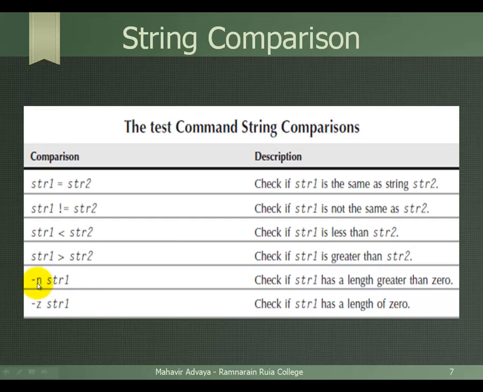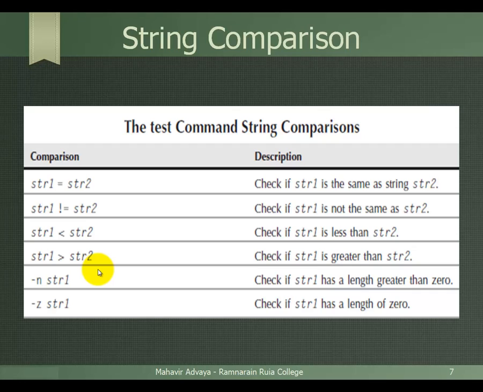Here hyphen n with a string checks whether the length is greater than 0. Hyphen z with a string checks whether the length of the string is 0. These can be used in different programs where we need to check the string length or compare strings, for example programs like palindrome. These test commands can be used in such programs.